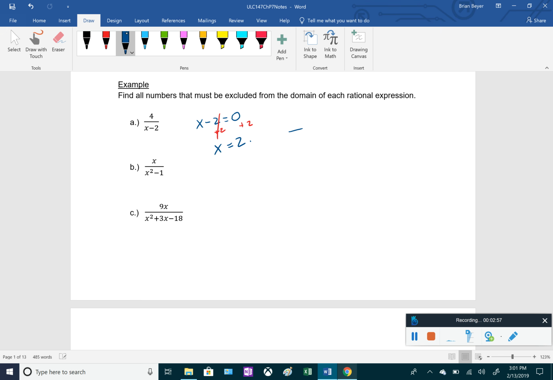So we have to exclude x equals 2 from the domain. So the domain of this rational expression is all real numbers except for x equals 2.